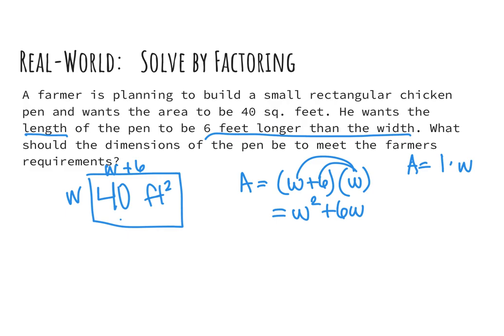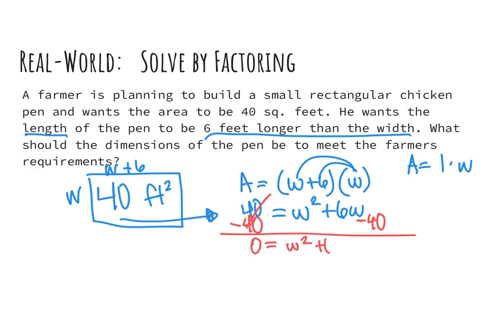I also know that the area must be equal to 40. So I want to solve this by factoring, but in order to factor, it has to be in standard form. It's currently not in standard form. I need this 40 to come to this side, so I need to create a 0 pair by subtracting 40 from this side. But whatever I do to one side, I must do to the other. Now I have W squared plus 6W minus 40.